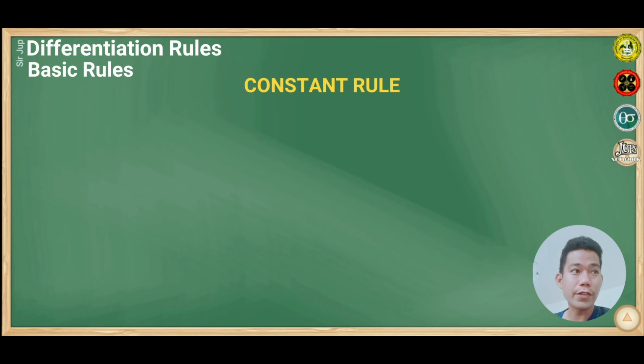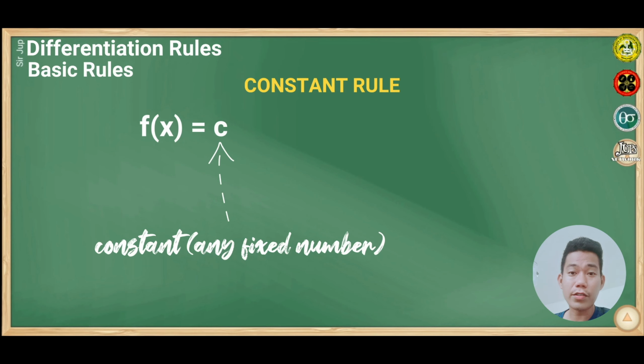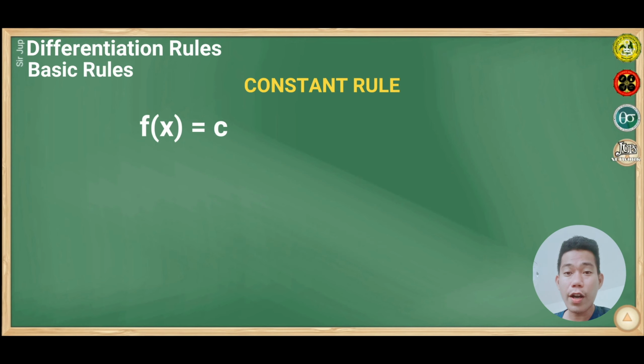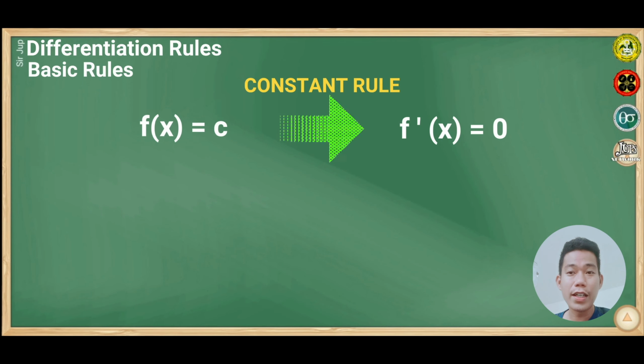So constant rule is, for example, if you have f of x is equal to c. So yung c is a constant. So di ba ang graph niyan is horizontal. So if you have this function, then the derivative of any constant is equal to 0. So the proof is given in your module, so hindi ko na i-prove to. Okay?